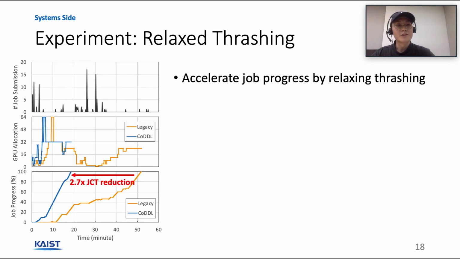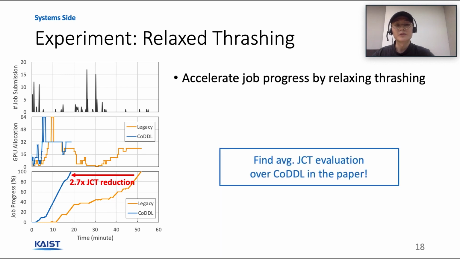System optimizations of CoDDL hugely relax the thrashing issue. When we run the same experiment to compare CoDDL with the legacy system implementation, it reduces JCT of the monitoring job by 2.7 times. Our paper also presents average JCT evaluation over CoDDL.